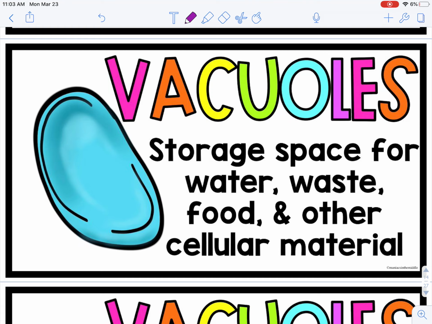Your next organelle is your vacuole. So your vacuole is a storage space for water, waste, food, and other cellular material. So I think of it kind of like a warehouse or a storage space. There is just one large one in plant cells, and you'll see that, and then there are multiple small ones in animal cells. In plant cells, having a larger vacuole just provides a little bit more structure, kind of like those cell walls, or that cell wall in that plant cell.